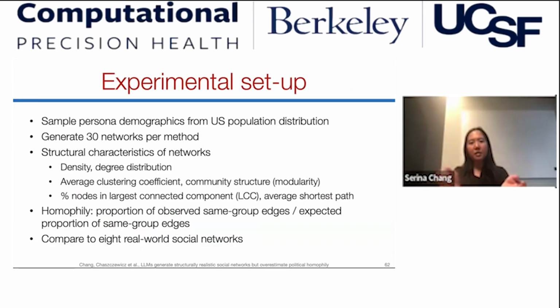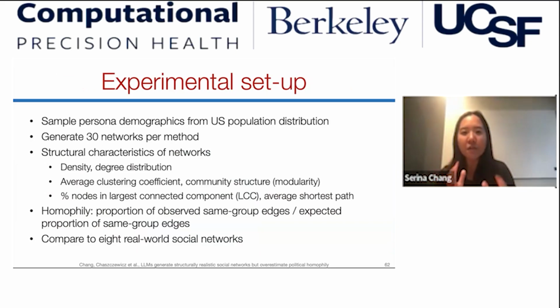And to test these methods, here's our experimental setup. We sample the personas from the US population distribution. We generate 30 networks for each method, and we evaluate various structural properties of the networks, for example, their density, their degree distribution, and so on.